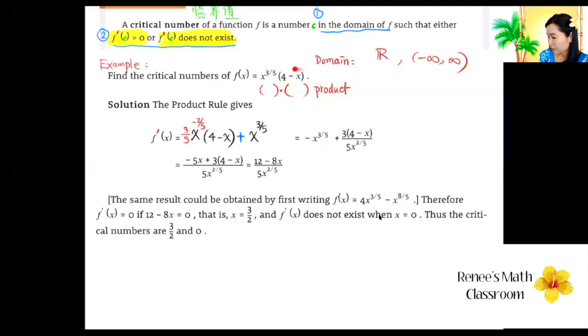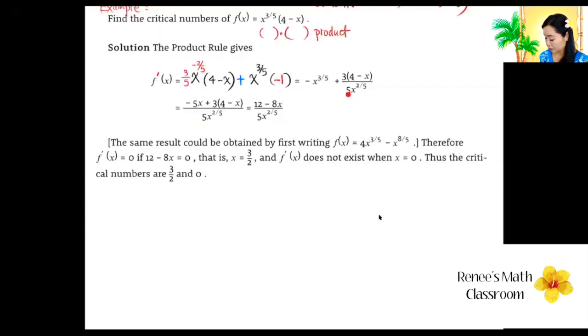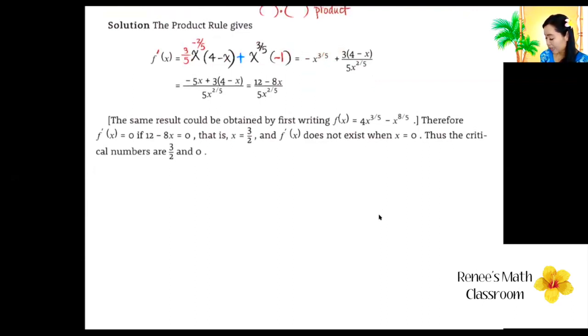Now what's the derivative of the second function? Is it negative 1? Negative 1. Okay. Now simplify this. How did we get this? Well, this one over here is this one over here. Now you combine them using the LCD, which is this, and then you have this. Do the algebra, and you come up with this.